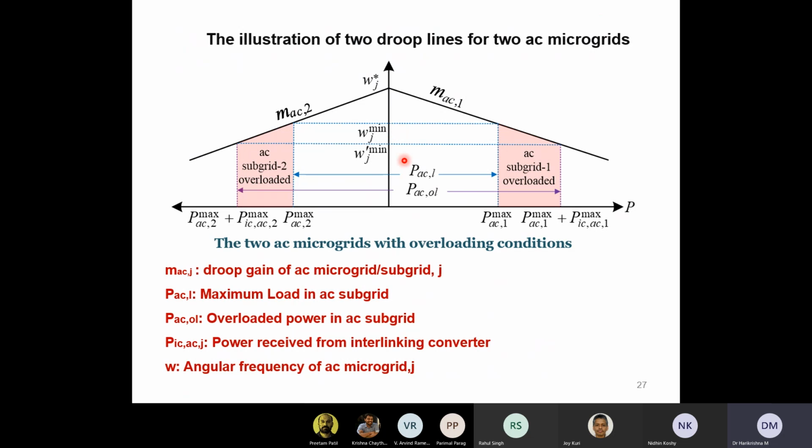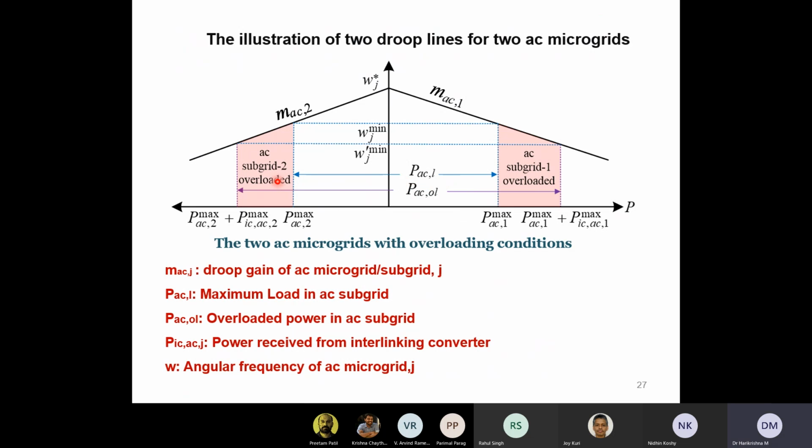When, for example, a maximum load is applied, as shown, we can see from the characteristics that they have a negative slope. Under minimum angular frequency, the maximum power is generated from each DG, which indicates the PAC load, meaning the maximum load the AC subgrid is able to sustain. For example, I increase the load by 2 times.